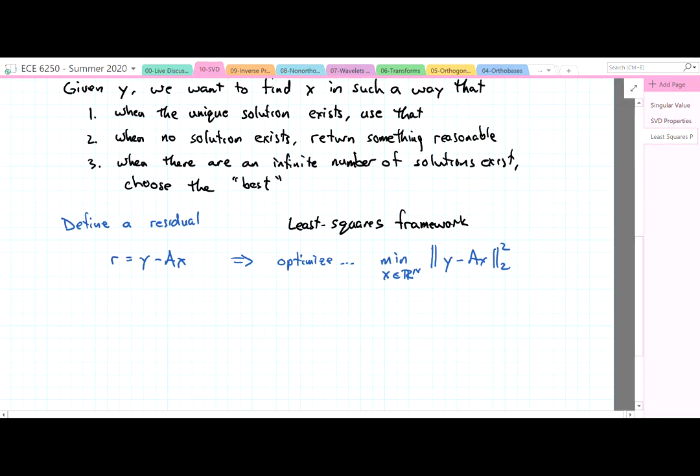So in this case, maybe no solution exists. We're going to find something reasonable. If we have an infinite number of solutions, then the minimum value of our residual would be 0. And so we're going to have to come up with a different representation for best, but this should at least address problem 2 above.